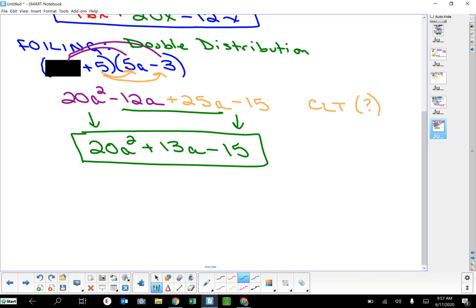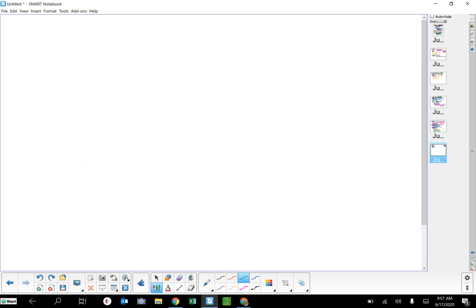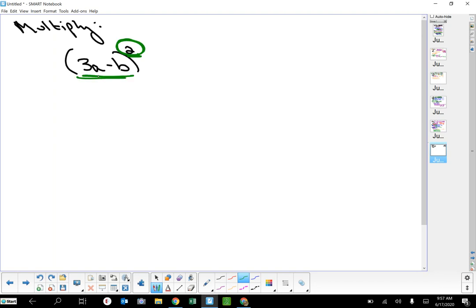Okay, so I'm going to use that in the next few problems going forward for those of you that struggle to actually do the distribution. All right, the next problem I just want you aware is going to say multiply 3a minus b quantity squared. Well, remember when you have an exponent, it means that there's this many of the base. So this is really 3a minus b times 3a minus b, right? And you need to make sure you write this twice and then FOIL.